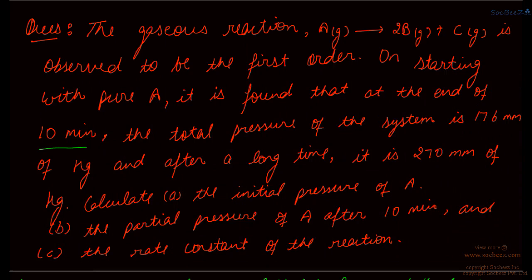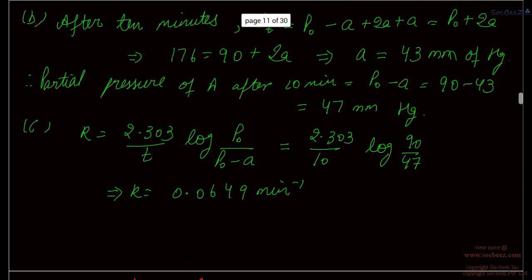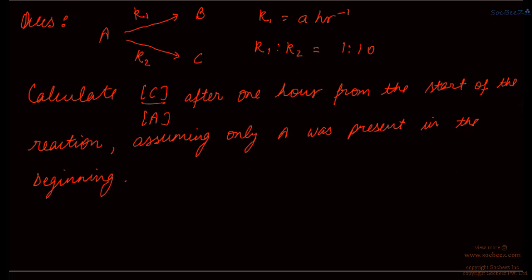So here, it was given in the question after 10 minutes. So we have calculated the rate constant as 0.0649 per minute. So let's come to another question. The question says that it is an example of that simultaneous reaction that we studied just now. It says that A is giving B and C simultaneously with rate constants K1 and K2 respectively. The value of K1 is A per hour and K1 ratio K2 is 1 ratio 10. Calculate concentration of C by concentration of A after 1 hour from the start of the reaction, assuming only A was present in the beginning.